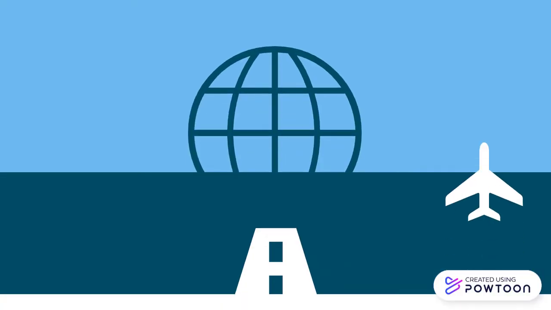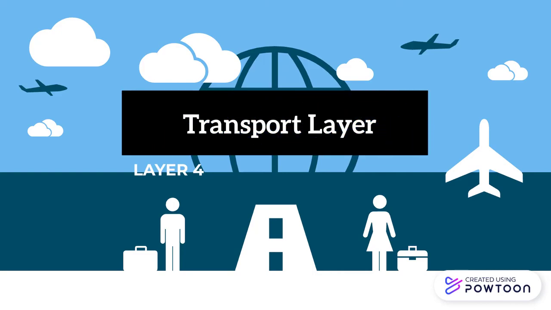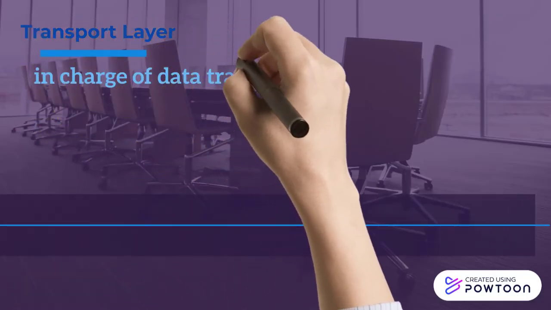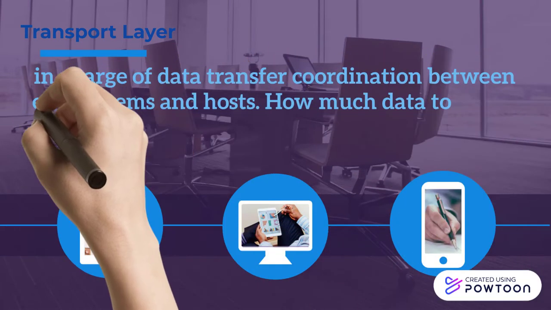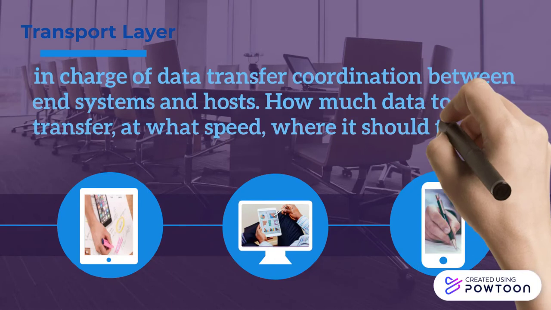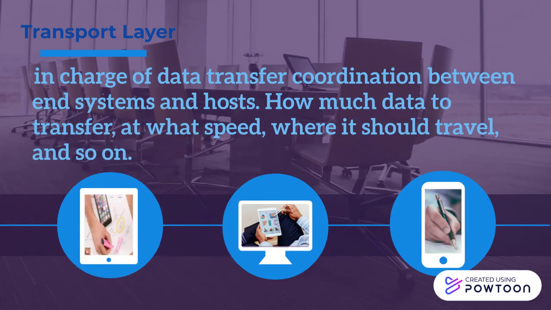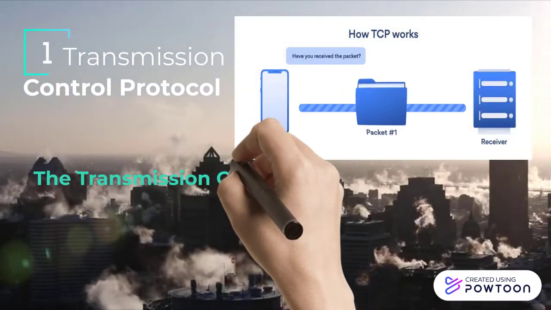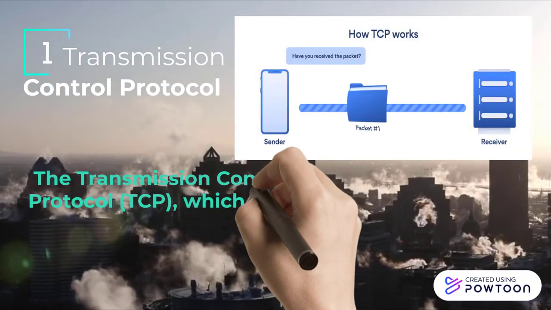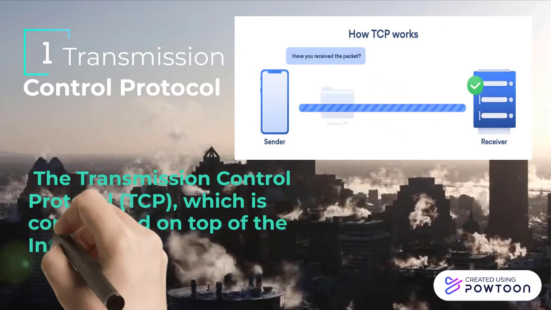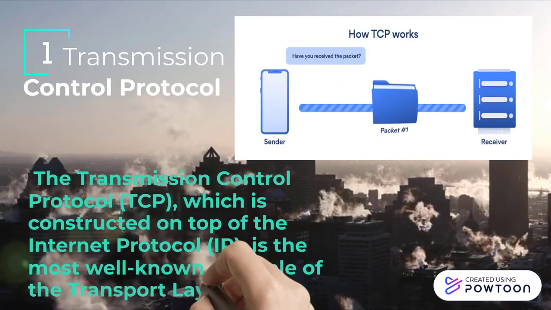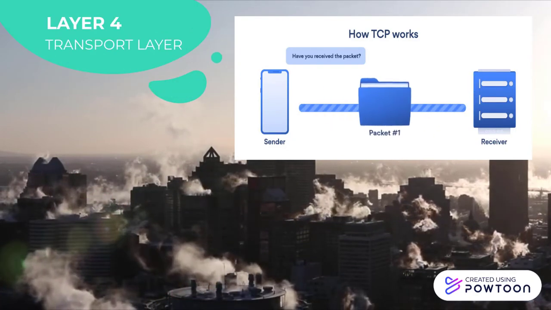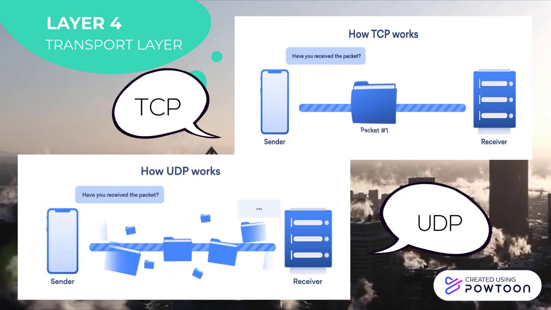Next is Layer 4, or the transport layer. The transport layer is in charge of data transfer coordination between end systems and hosts: how much data to transfer, at what speed, where it should travel, and so on. The Transmission Control Protocol, or TCP, which is constructed on top of the Internet Protocol, IP, is the most well-known example of the transport layer. Layer 4 deals with TCP and UDP port numbers.